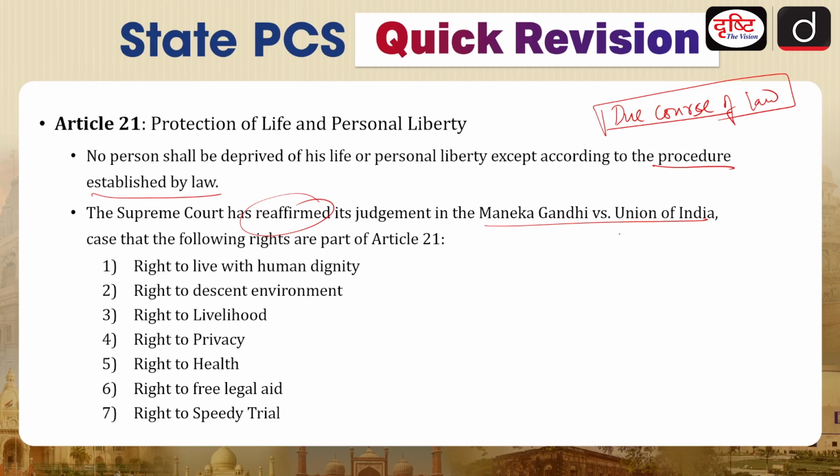Okay, now there are certain rights here: right to live with human dignity, right to a decent environment, right to livelihood, right to privacy, right to health, right to free legal aid, right to speedy trial. All these things are part of Article 21, because it talks about the right to life, and here right to life means right to a dignified life. Recently one more right was added, the right against the effects of climate change. That is a recent decision of the Supreme Court, so you can remember that as well.